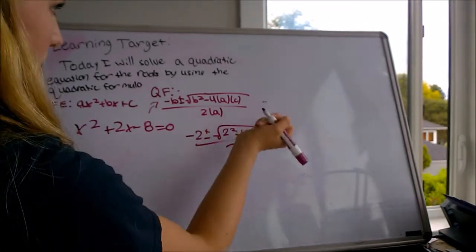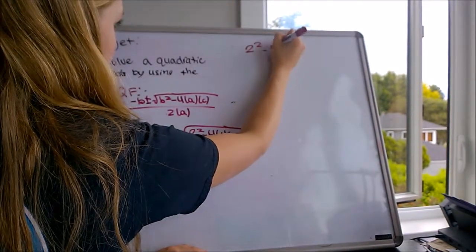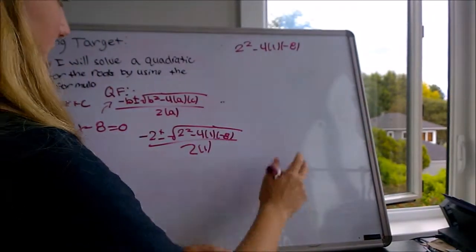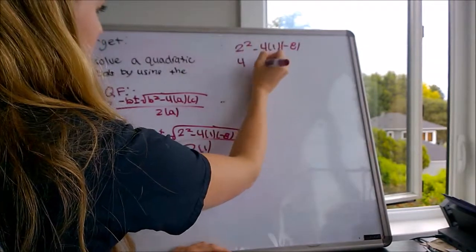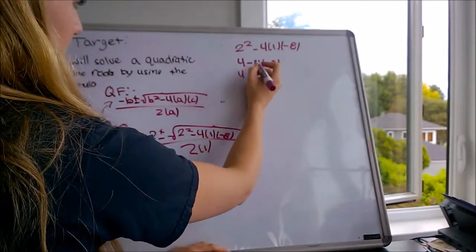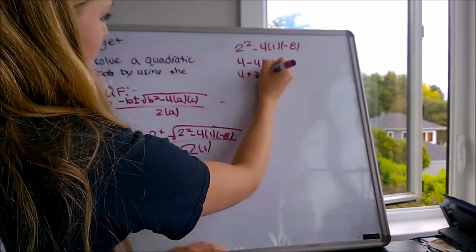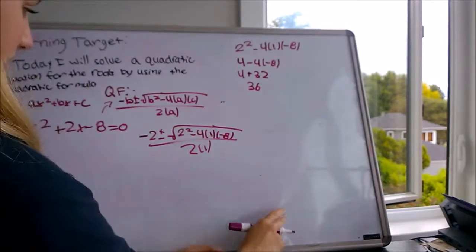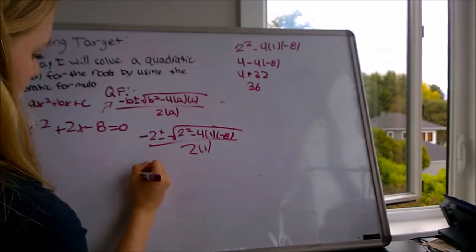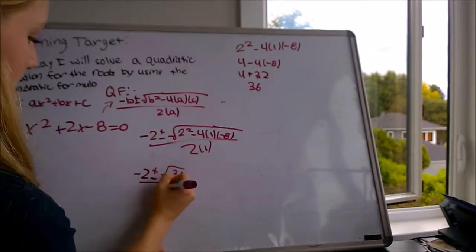So we can do 2 squared minus 4 times 1 times negative 8. So that's going to be 2 times 2 is 4, negative 4 times 1 is negative 4, and then rewrite negative 8. So 4, a negative times negative is positive, so 4 plus 4 times 8 is 32. 4 plus 32 is 36. Now we can rewrite that into the discriminant spot. So negative 2 plus or minus the square root of 36 over 2 times 1, which is just 2.